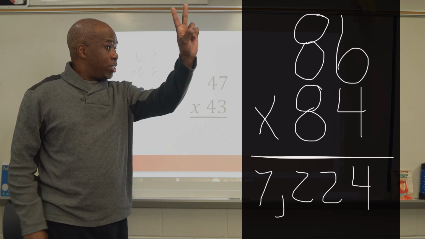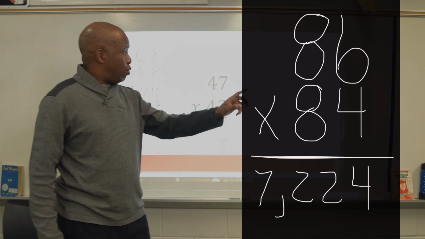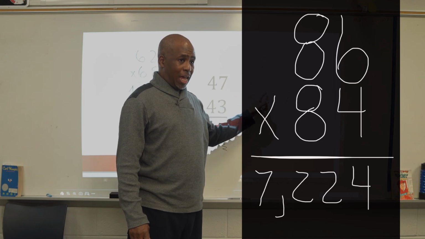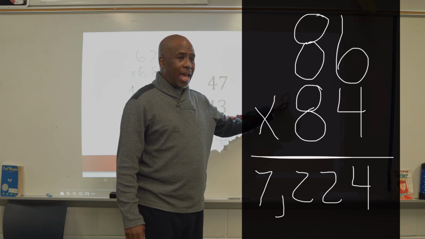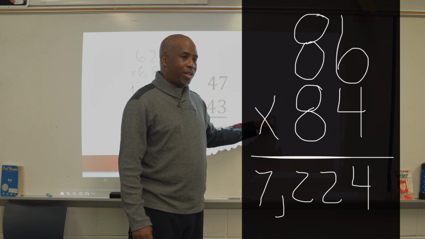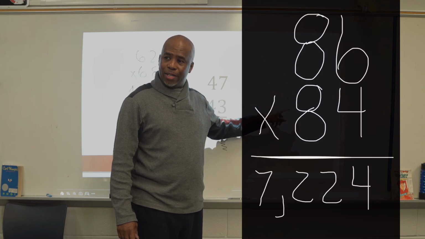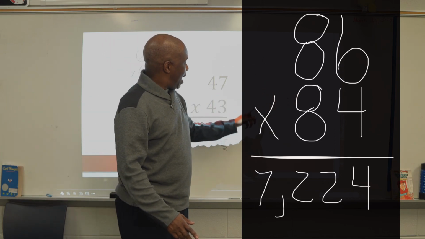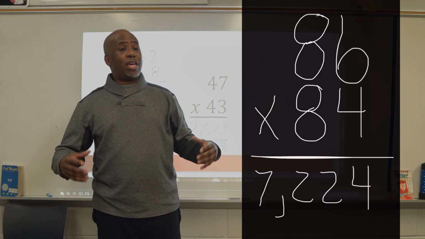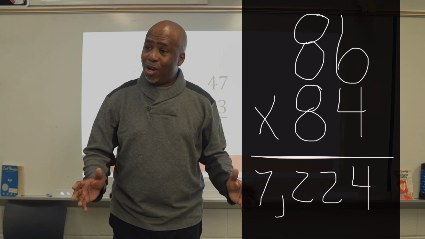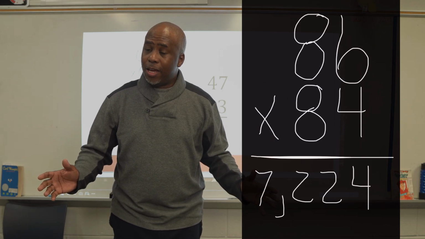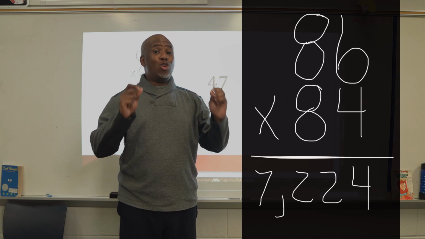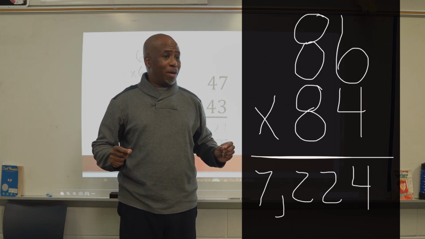You have to check 2 things that must be true. The digits in the tens place are the same, and the ones digits add to 10. Then you can use a shortcut. 6 times 4 is 24. What comes after 8? 9. 8 times 9 is 72, so the answer is 7,224. So class, we're leaving today with a new strategy in our tool belt.